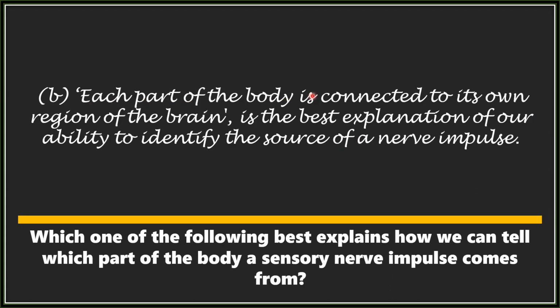B. Each part of the body is connected to its own region of the brain, is the best explanation of our ability to identify the source of a nerve impulse.